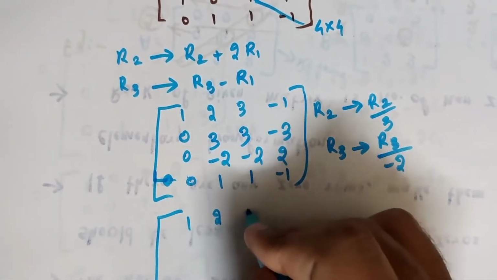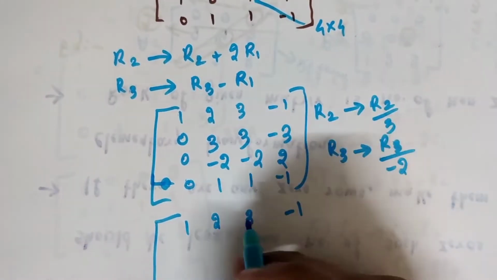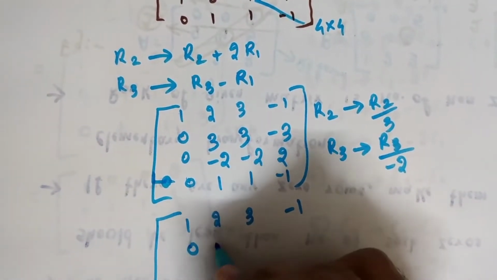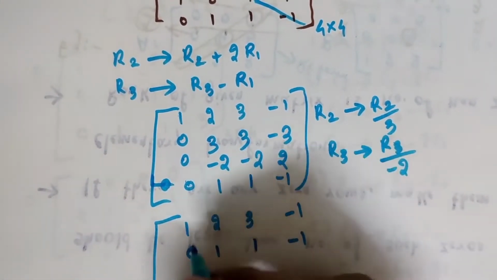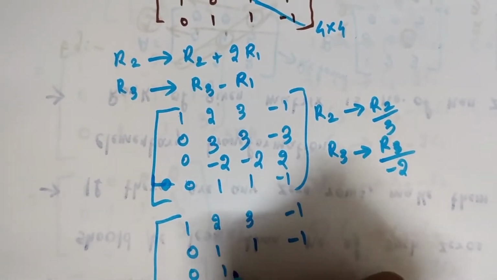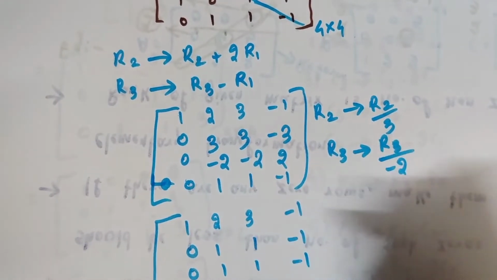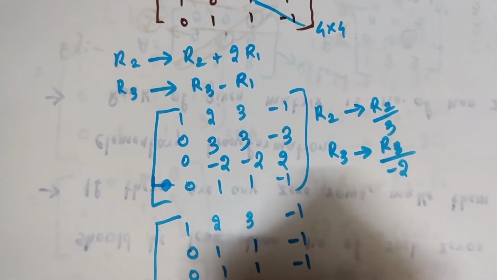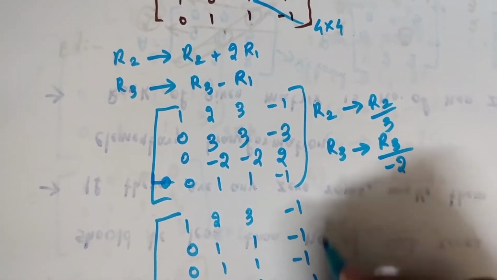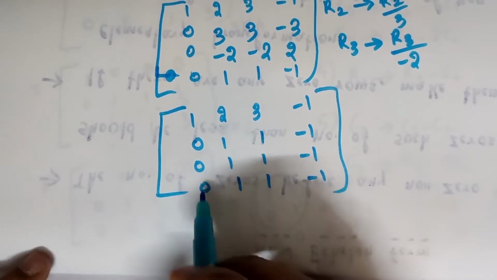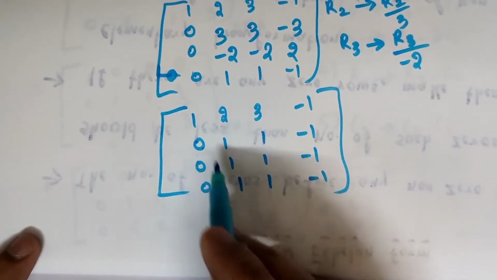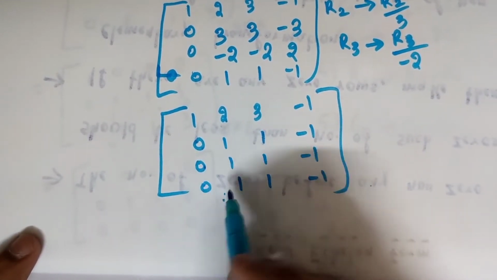1 2 3 minus 1 we have here. R2 by 3, 0 1 1 minus 1, R3 by minus 2, 0 1 1 minus 1. Okay, 0 1 1 minus 1. Okay, we got a certain pattern here.